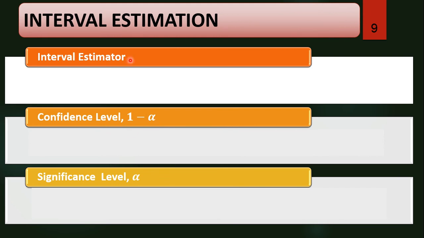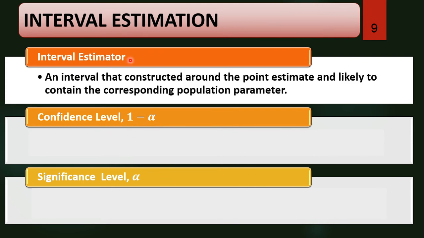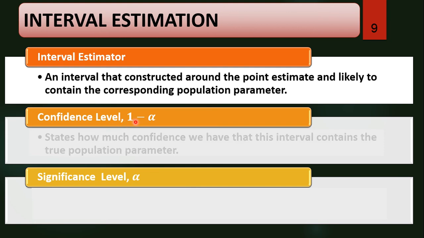The interval estimator is the interval that we construct around the point estimate, and we can say that this interval is likely to contain the corresponding population parameter, which in this chapter is mu. So in order to construct the interval estimator, we must have the confidence level. We denote it as 1 minus alpha.